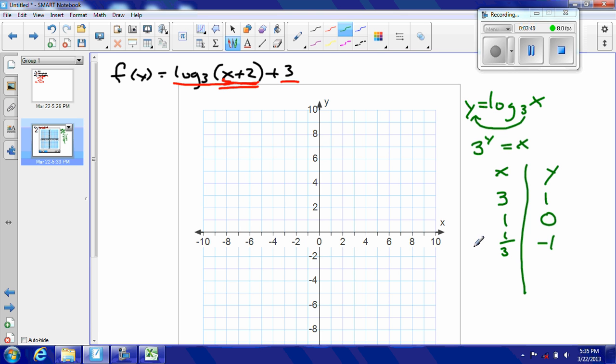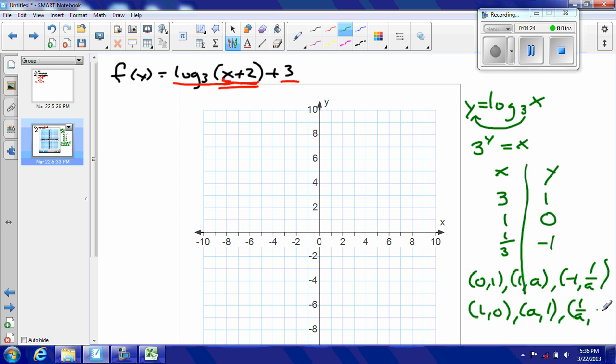On an exponential function, not a logarithm, we always have the points (0, 1), (1, a), and (-1, 1/a). On a logarithmic function, we always have the inverse of those, not surprisingly. So we always have the points (1, 0), (a, 1), and (1/a, -1). Always, always, always. And you can see it right here. So I have the point (3, 1).